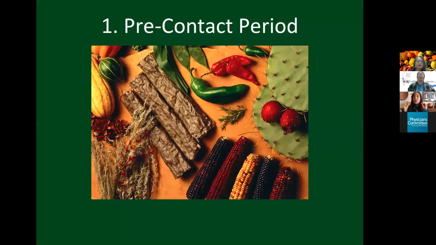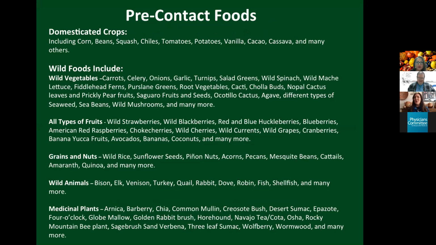So let's take a look at the first contact period. And I teach at the Institute of American Indian Arts. I do an indigenous food class. And so these are some of the foods that my students helped me put together. We had wild vegetables, wild carrots, wild celery, salad, wild spinach, purslane. Some of you may know or have harvested some of these.